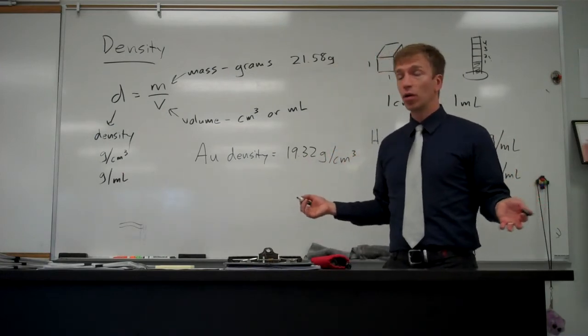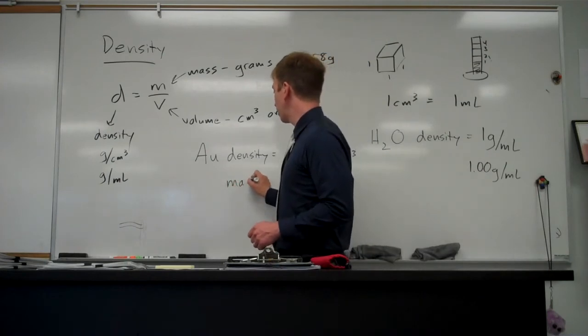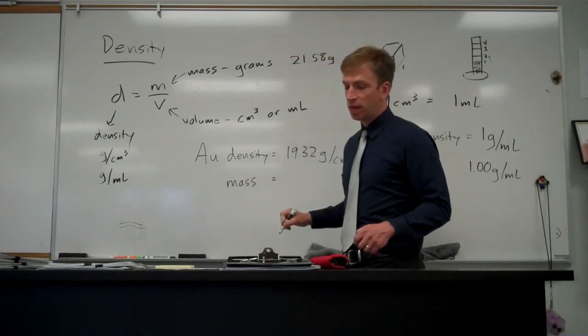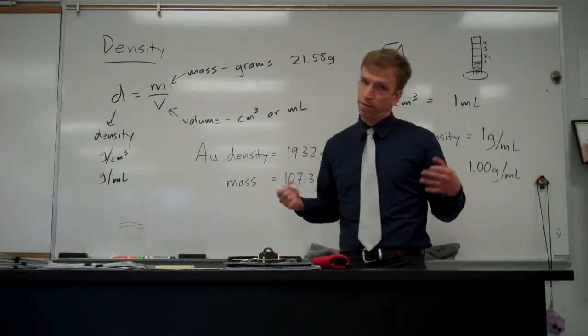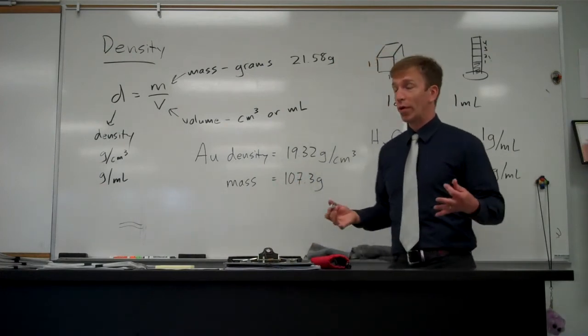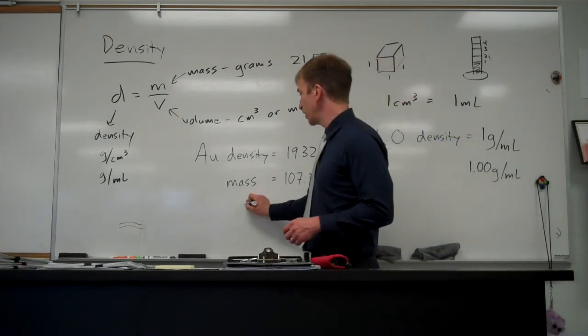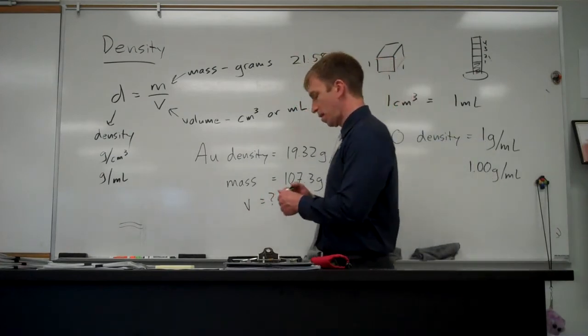Let's say you have a gold bar, and the mass of the gold bar is 107.3 grams, which is a fairly substantially sized gold bar, worth quite a bit of money. And the question is, what's our volume?